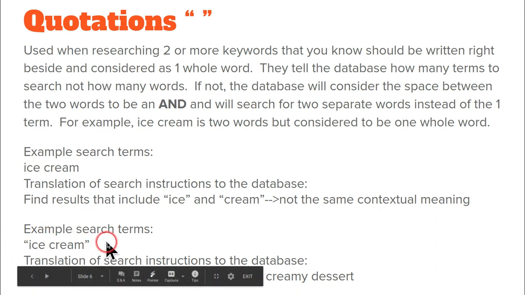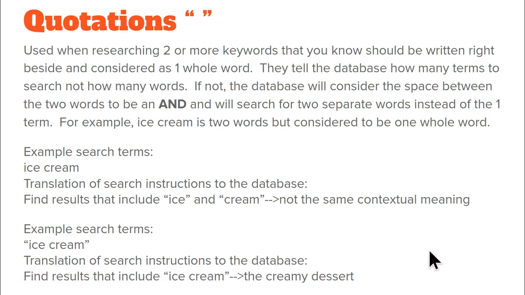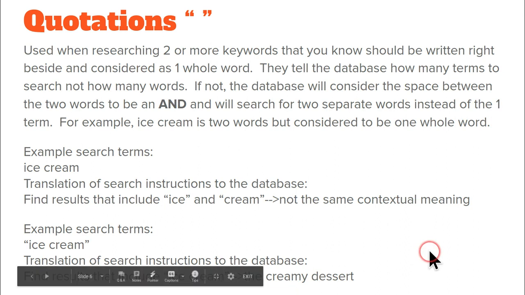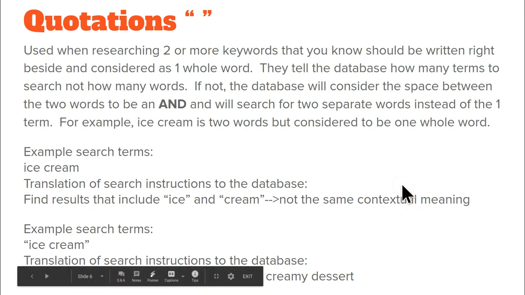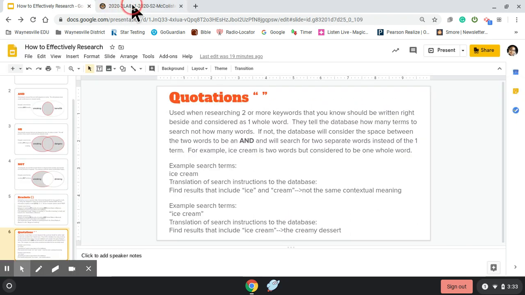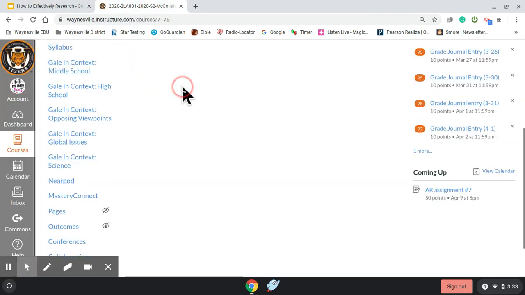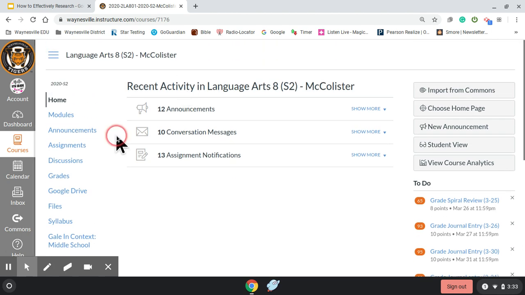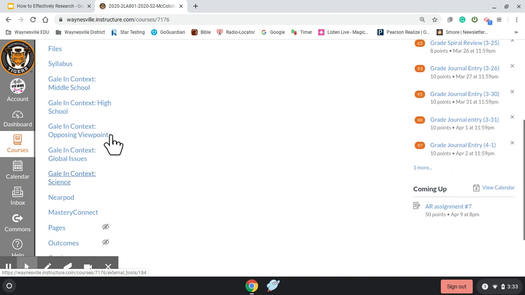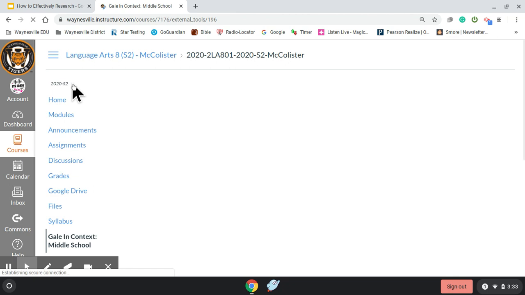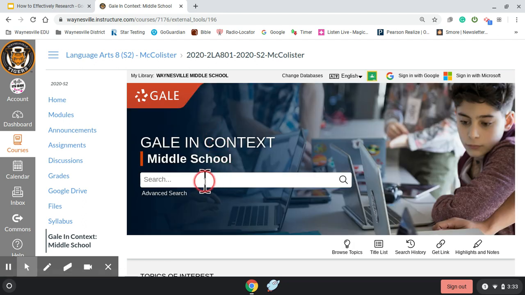All right, so if we were to put quotation marks around ice cream, then that's what we are telling the computer to search for: find results that include ice cream, talking about or referring to the creamy dessert. All right, so the Boolean terms, the operators that you use, have an impact on the effect of your research. So when we are navigating to Gale in Canvas, so I'm in my Canvas and I am navigating to the Gale Middle School, it's going to pull up the search engine, the database, basically.